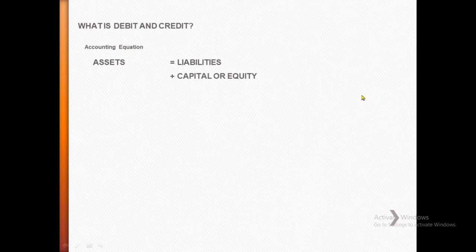But before we answer that, let's visit again the accounting equation, which is assets equals liabilities plus capital or equity, and assign either debit or credit to assets, liabilities, and capital. But first, let's separate assets from the liabilities and the capital or equity, and assign debit to the assets and credit to the liabilities and the capital or equity.